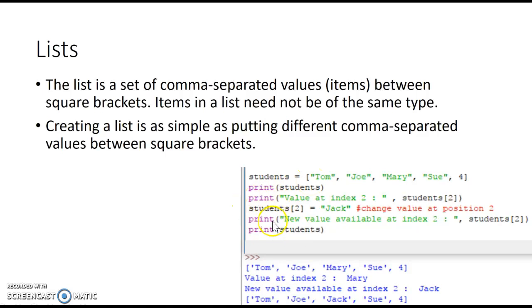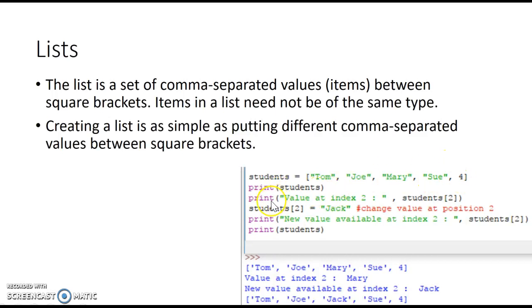Let's look at some of the functions we can do here. Each element in a list has an index number that indicates its position. It starts at position 0, so the first element in the list is position 0, the second is position 1, position 2, position 3, position 4.